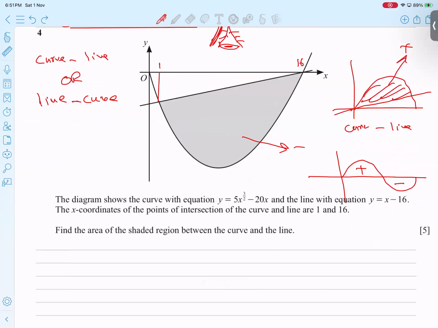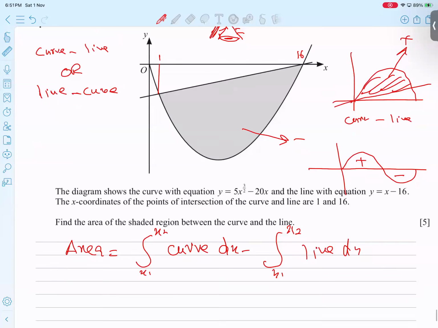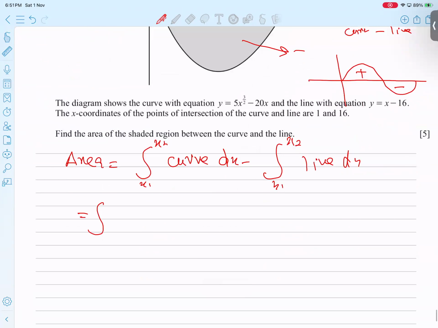So I'm writing here the shaded area, and here x1, x2. So it is the curve integration minus the line integration. This planning is so simple. Now I'm going to implement the formula. The lower limit is 1 and the upper limit is 16, so x1 is 1, x2 is 16, and the curve equation is given here.